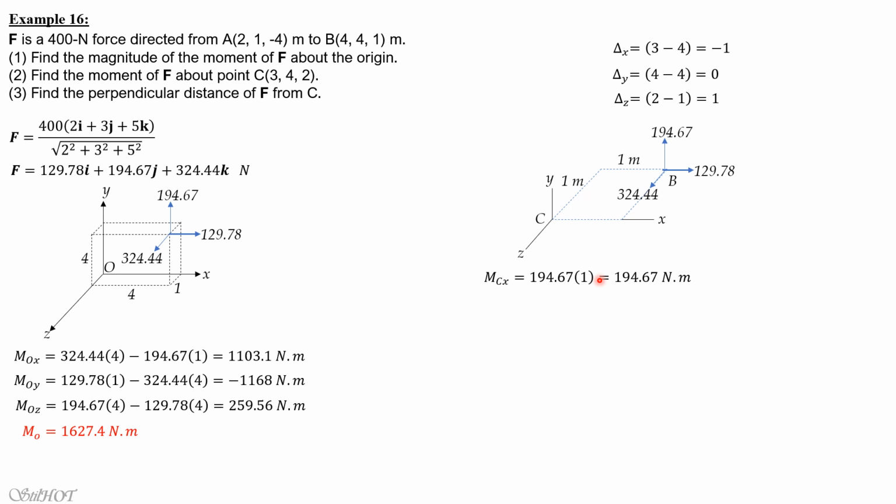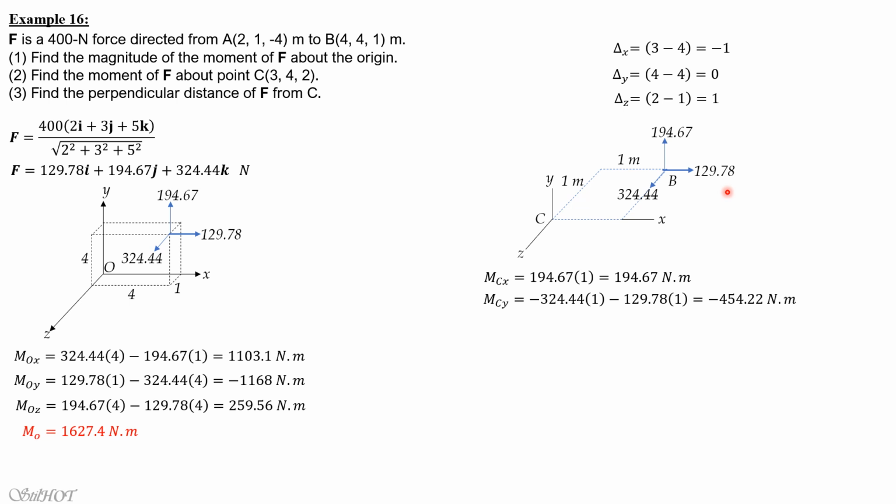MCy: apply the right thumb rule, your right thumb towards the positive Cy axis. Then the moment of 324.44 would be negative because it is opposite, so negative 324.44 times 1. The moment of 129.78 is also negative because it is in that sense. If you look at the top view, both of these moments about C are clockwise, and clockwise moments are negative. So negative 324.44 times 1, then negative 129.78 times 1.